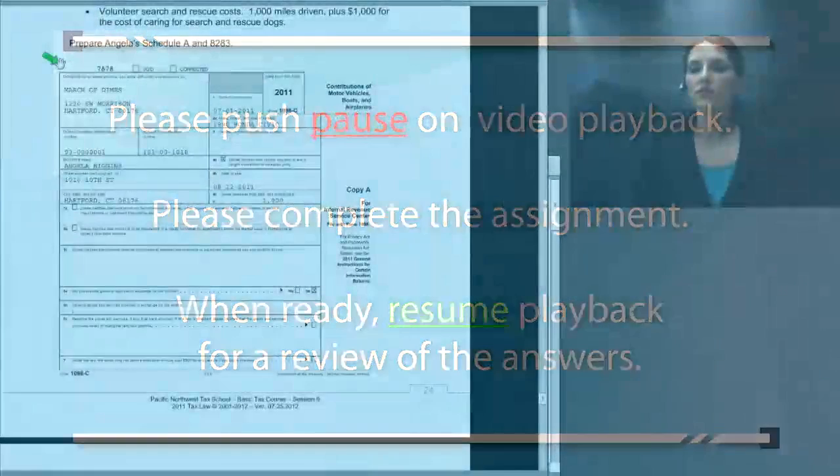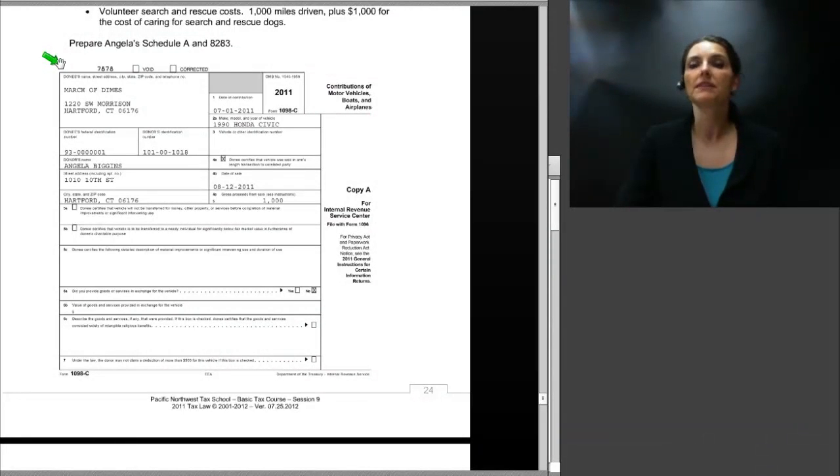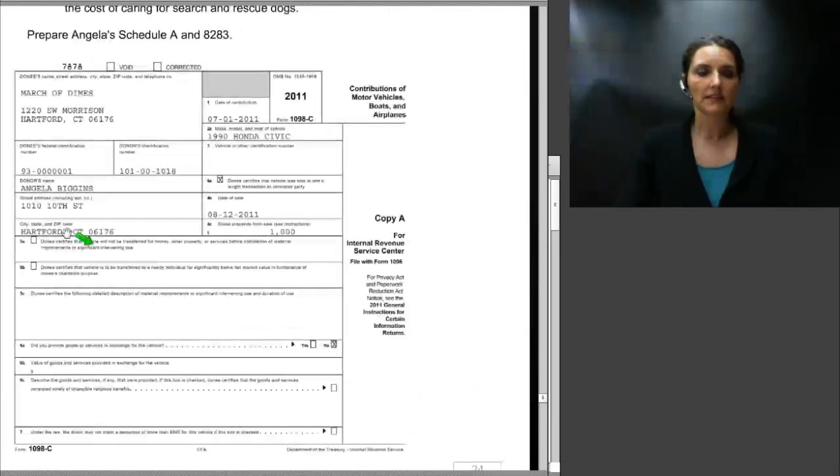Just as a reference, I wanted you to know that this is an actual form that must be sent to the IRS. So if you are preparing a tax return and your client has a 1098-C, this is a form that actually has to be sent to the IRS. And if you're electronically filing, this would be one of the reasons that you would need to file Form 8453, and you would attach this document to the 8453, and then if the tax return is a paper tax return, then it would be attached as a document to the paper tax return in much the same way that a W-2 is. So you can see that the car was donated to the March of Dimes, that the date of sale was 8/12 of 2011, and that the gross proceeds from the sale were $1,000.